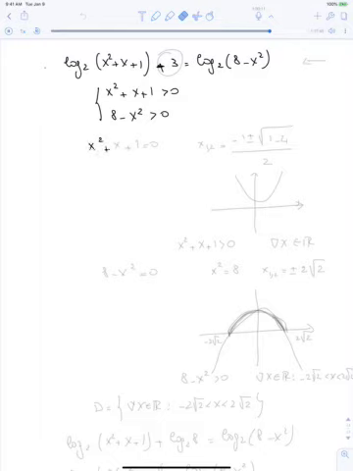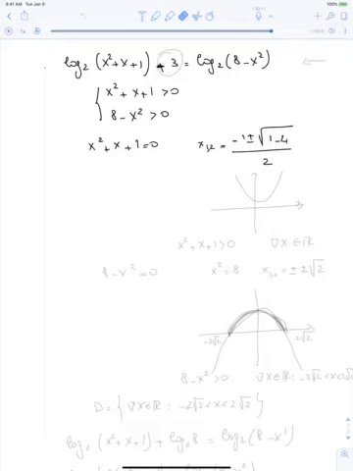Every time we have a quadratic inequality, what we do is study the associated equality. So it's going to be x squared plus x plus 1 equal to 0. Now we're going to use the quadratic formula. So the two solutions, x1 and x2, are going to be minus 1 plus or minus the square root of 1 minus 4, divided by 2. Now in this case the delta, so the expression under the square root, is less than 0.